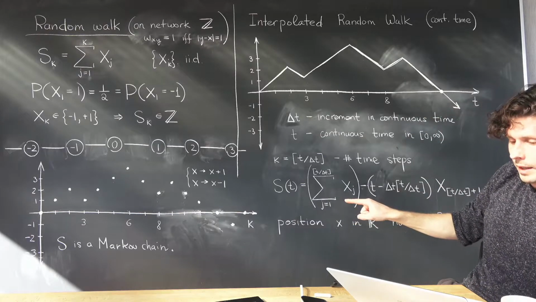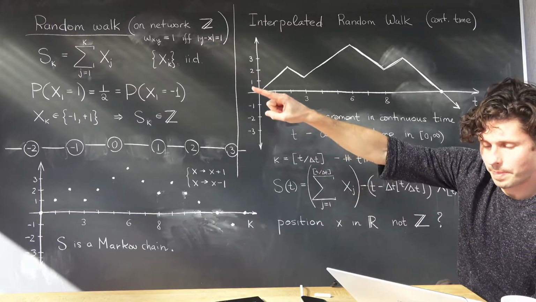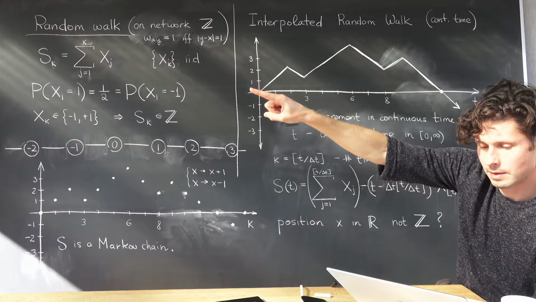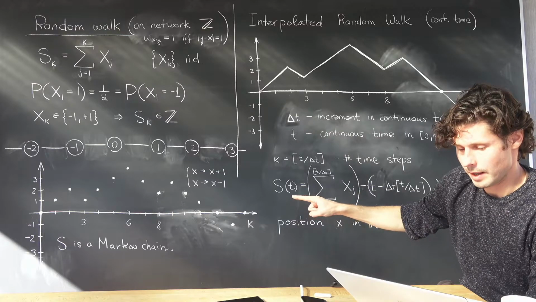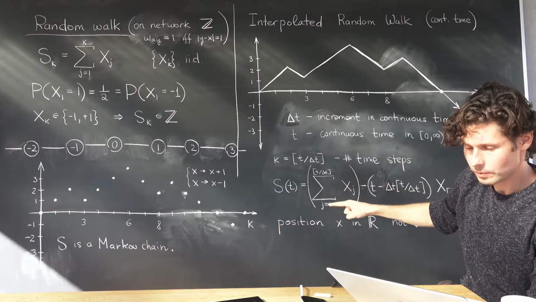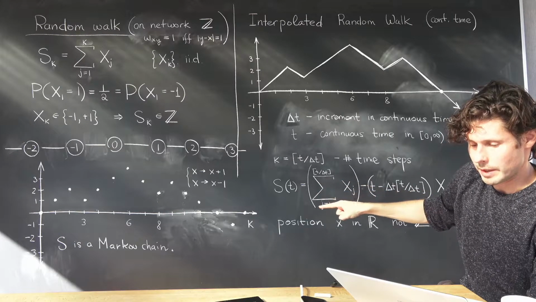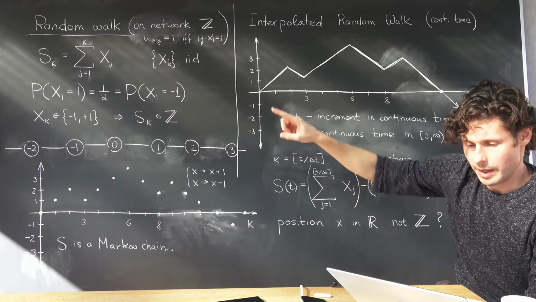And here is just a little bit of algebra to rewrite the discrete time random walk, or Markov chain S, at time k, as S at time t. And how do I do it? Well, I want to keep the same number of increments as I did over there.